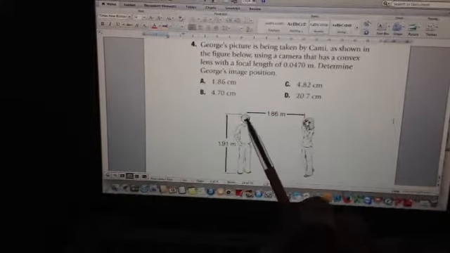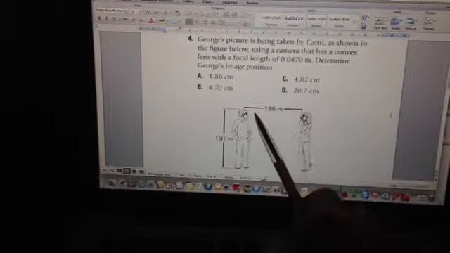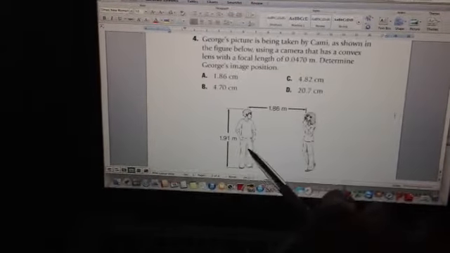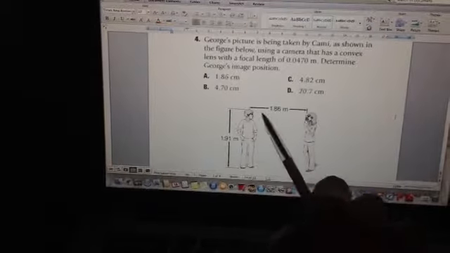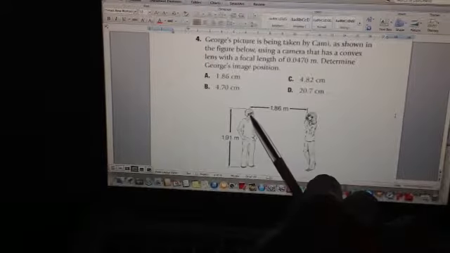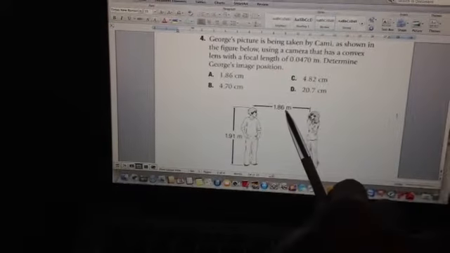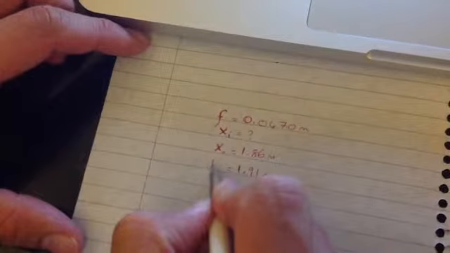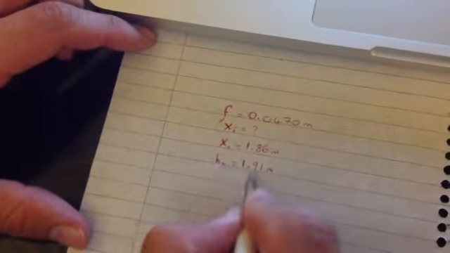Well, look here. This is the distance or position of, if this guy here, George, is the object of the picture, he's the object, so this must be the position x of the object, xo. Whereas this one is obviously the height of George, the height of the object. So here we have the xo, here we have the ho. Okay, so now I know what the symbols are. xo is 1.86. h of George, ho, h of the object, is 1.91.